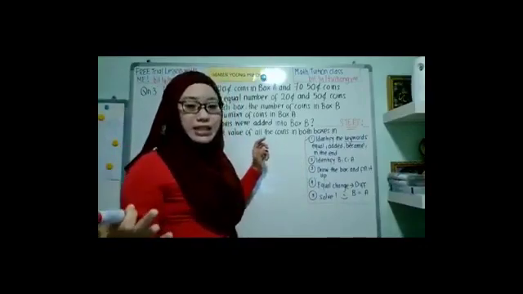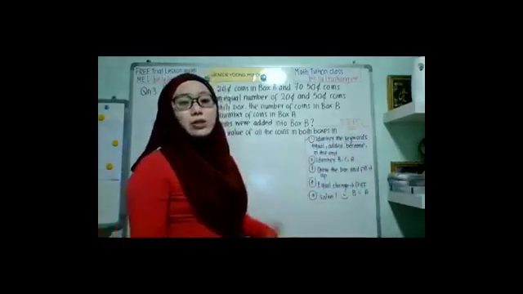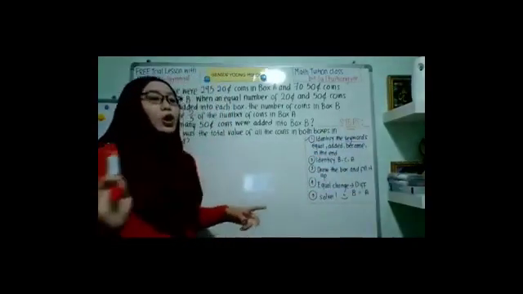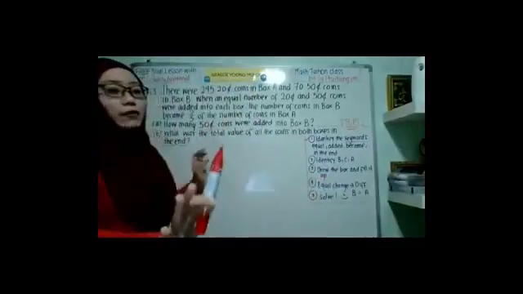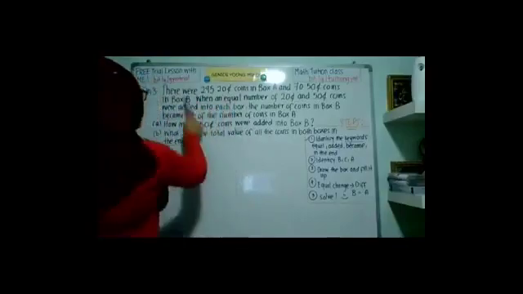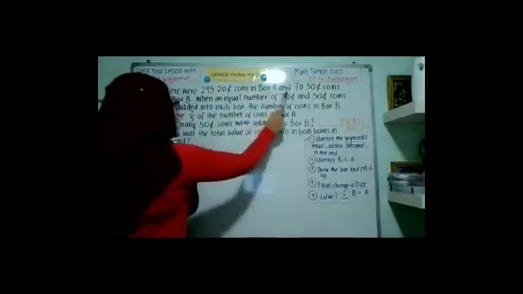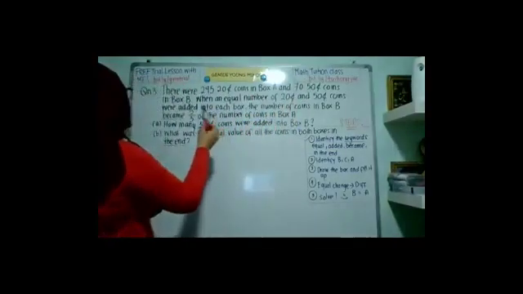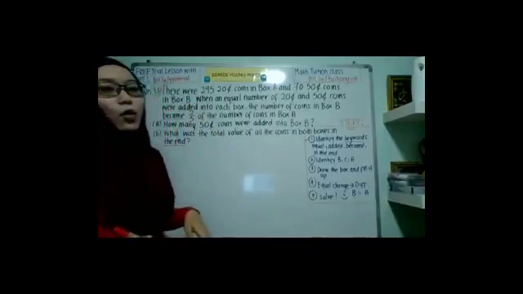So, I'm going to apply the BCA concept. I need to identify the B, the C, the A. Those of you who have been watching my video know very well how to identify the B. It's very easy. It's usually the first sentence. There were 295 20-cent coins in box A and 70 50-cent coins in box B. This is my before.